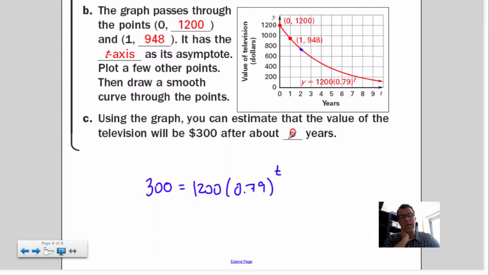So what the book has said is, hey, can you just estimate it from the graph? So here, for 300, it looks like in about 6 years. And we will learn how to solve this equation algebraically in the second half of this chapter.